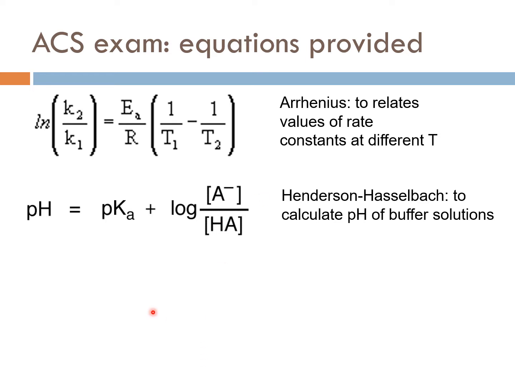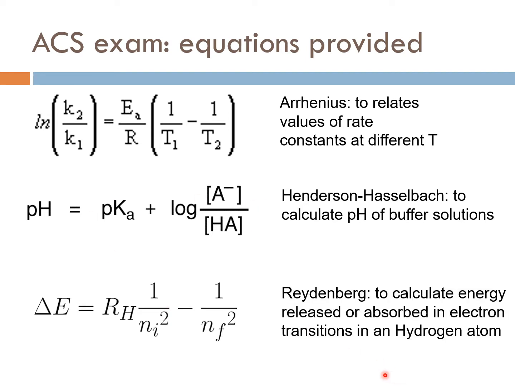Okay, I feel I should tell you something else. But there's a parenthesis missing. This is the Heisenberg equation to calculate the energy that is released or absorbed, depending on which direction you're going, if an electron is transitioning in a hydrogen atom. So this kind of refers to the Bohr model.